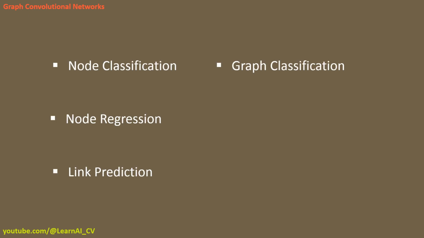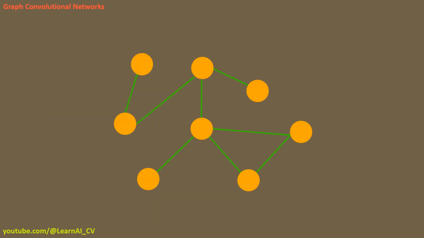In this video you will learn tasks on graphs including node classification, node regression, link prediction, graph classification, and graph generation. As you saw in the previous videos, there are different types of graphs, and they are used in different fields. Graphs are powerful tools for representing heterogeneous data. Now, you will learn what tasks we can perform on graphs.